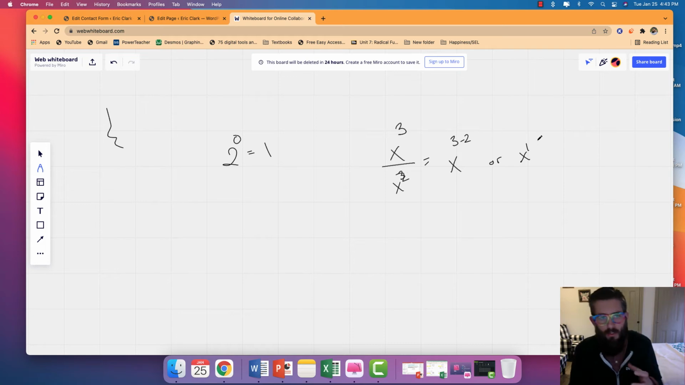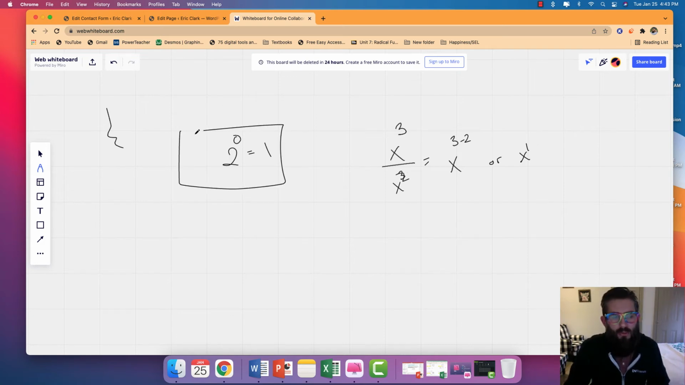What I'm going to do is use the quotient rule to show how 2 to the 0 power is equal to 1. And this could work for any value. But first I want to talk about 2 divided by 2. I think we all know that 2 divided by 2 is equal to 1. 5 divided by 5 is equal to 1.